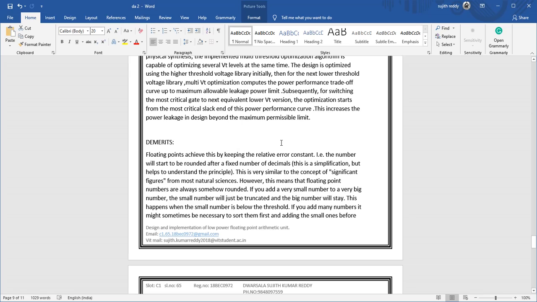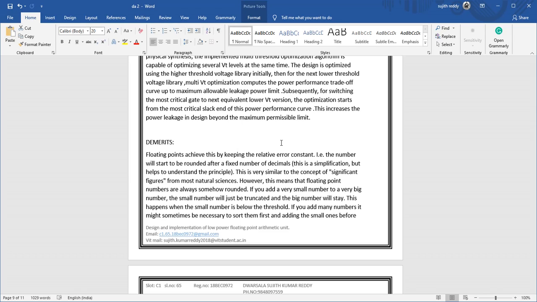So the number will start to be rounded after a fixed number of decimals. This is a simplification but helps to understand the principle. This is very similar to the concept of significant figures from the natural sciences. However, this means floating point numbers are always somehow rounded. If you add a few small numbers to a very big number, the small numbers will just be truncated and the big number will stay.